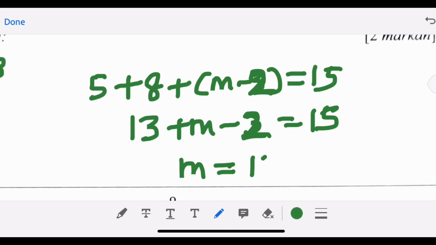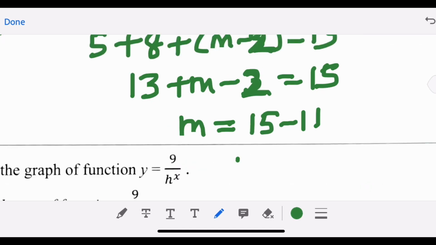Alright, so let's solve the M. It's 5 plus 8 plus M minus 2 equal to 15. So you have 13 plus M minus 2 equal to 15. So M is 15 minus 11. So the M is 4, right?